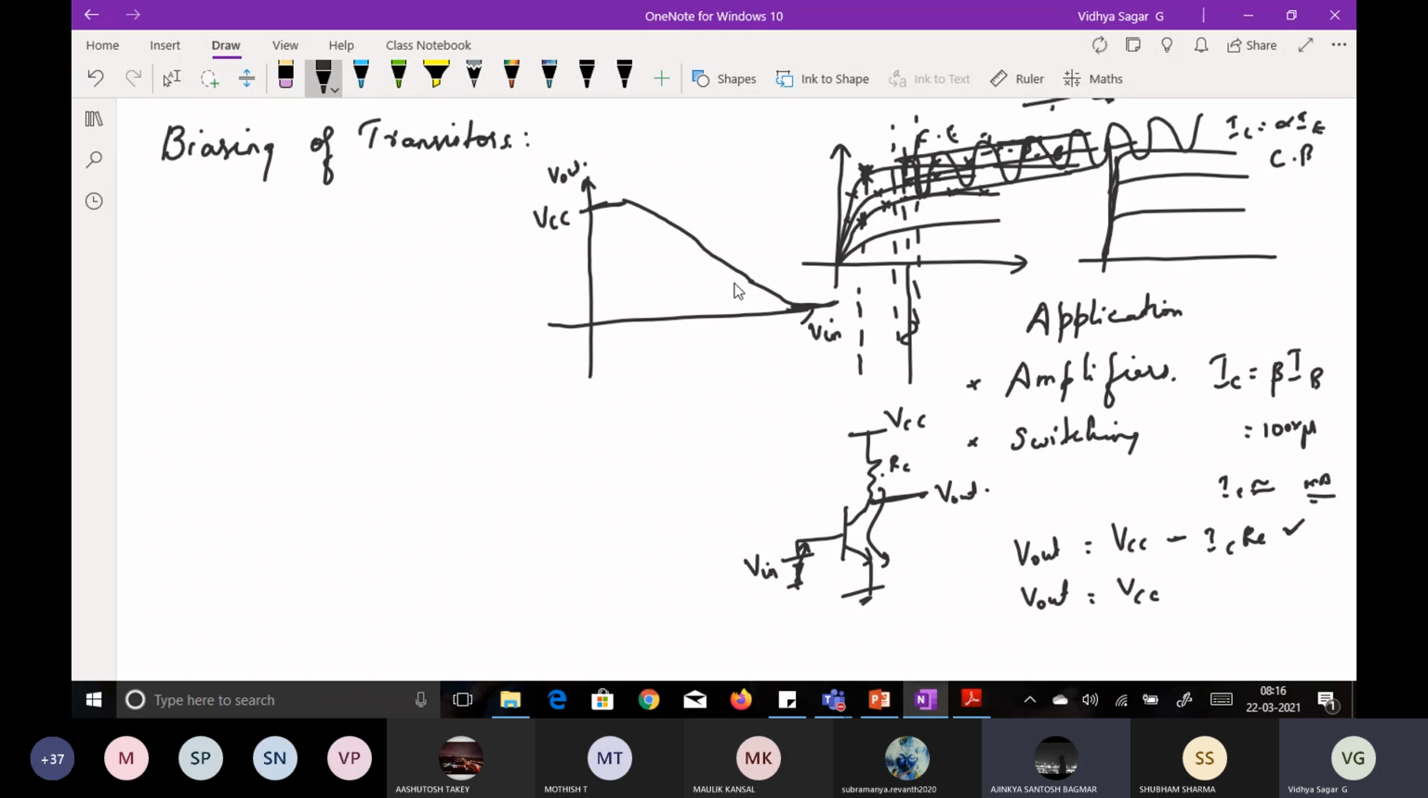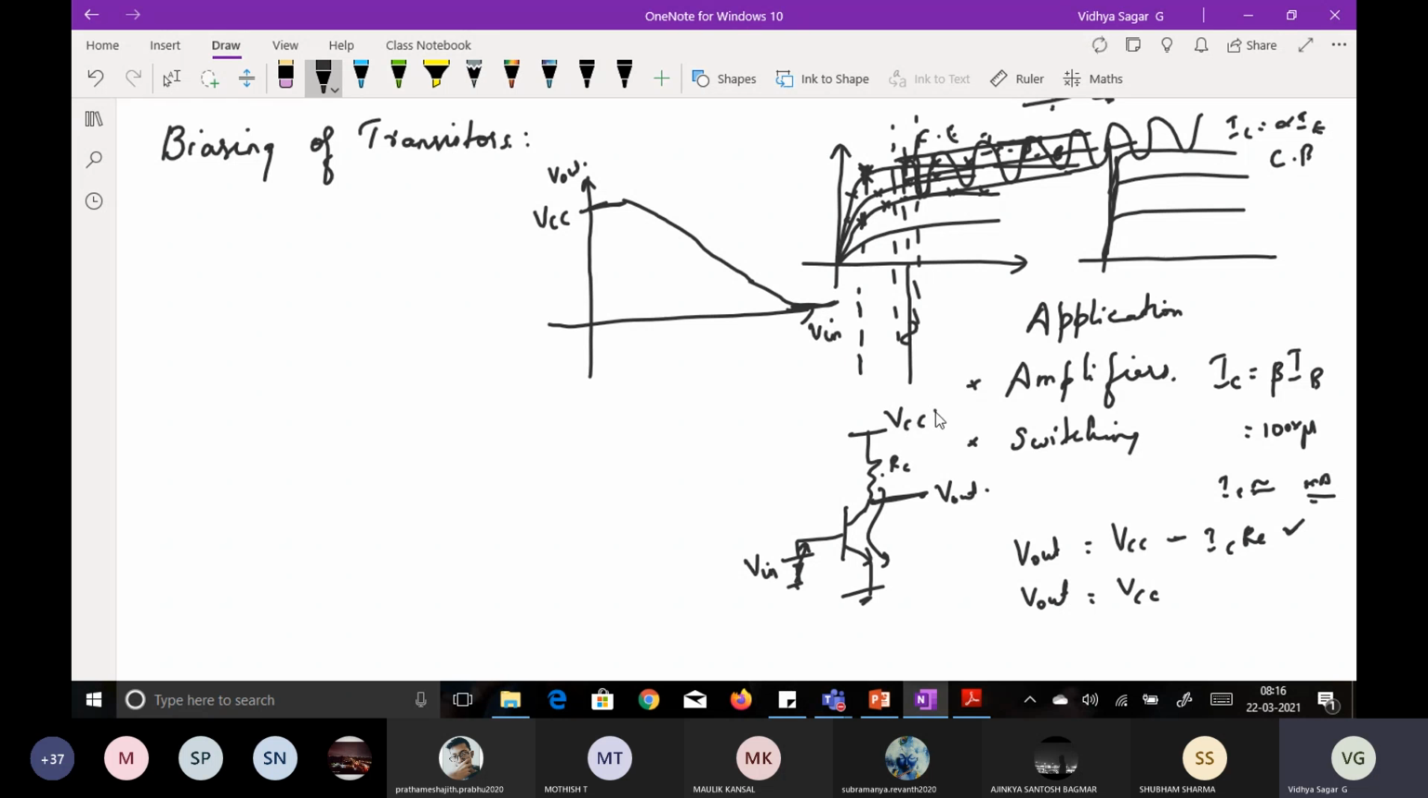Yes, sir. So now this is my input output characteristics. Excuse me, sir, can you please explain that graph again? Yes, go ahead. VCC is the maximum voltage applied in the circuit. So when V in is 0, the transistor is in off state, and the output is the higher value.